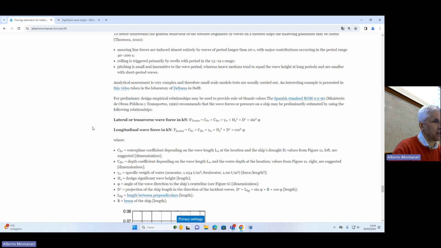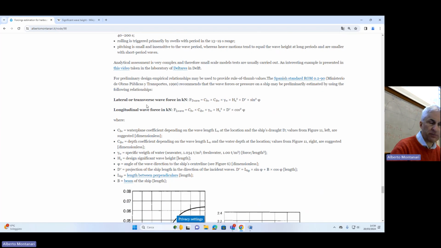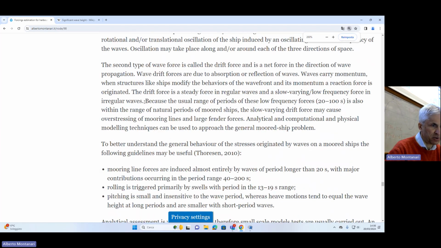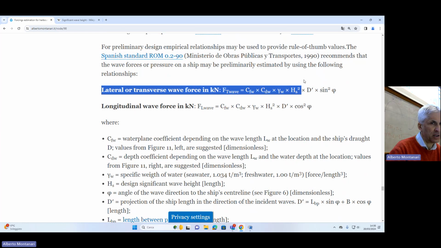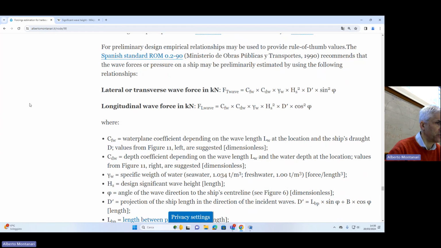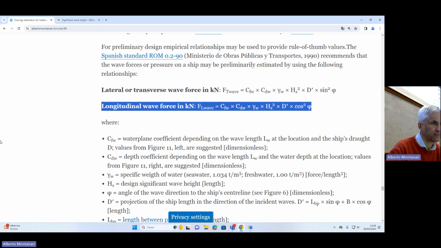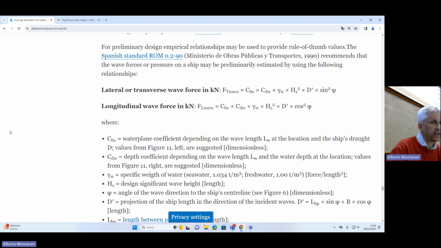Okay, now let's look at the relationship. Let me see if I can magnify it a little bit. I'm not sure it becomes larger. Yes, it is large. So, first of all, we have two of them: lateral or transverse wave force, and longitudinal wave force. And the formula is more or less the same.